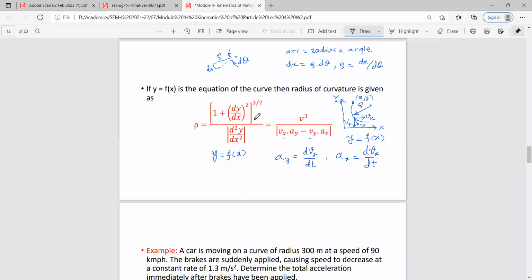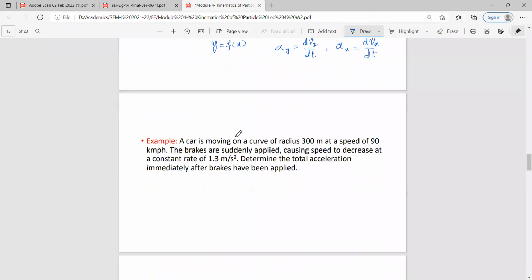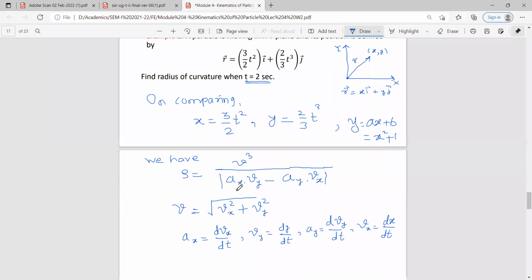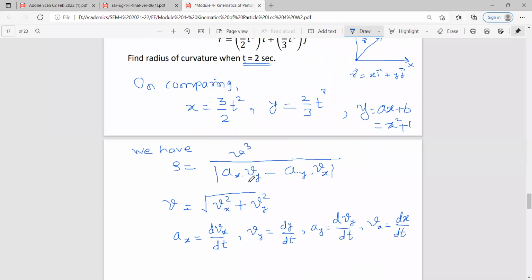Okay, sir. Understood. Even this particular example can also be solved using this formula. You just have to use the chain rule. Okay. So you decide which one we have to calculate first.